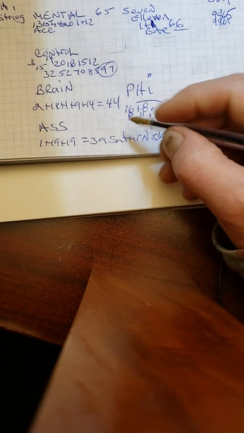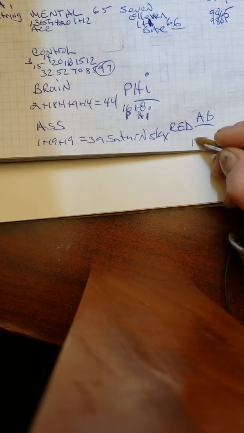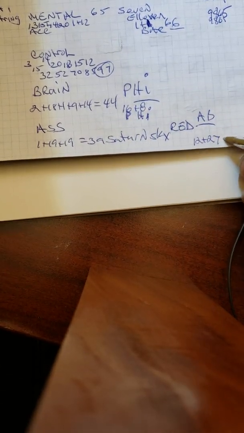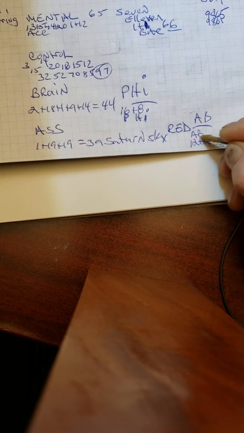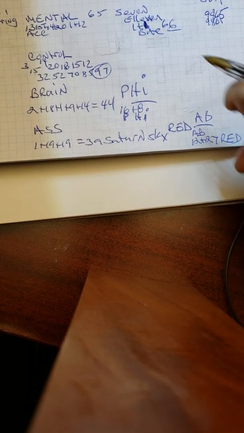Why do I say this? Because 3 and 9 equals 12 and 27. 27 equals red. 12 equals AB. That is your Bat's mitzvah. That is your marking for the moon.